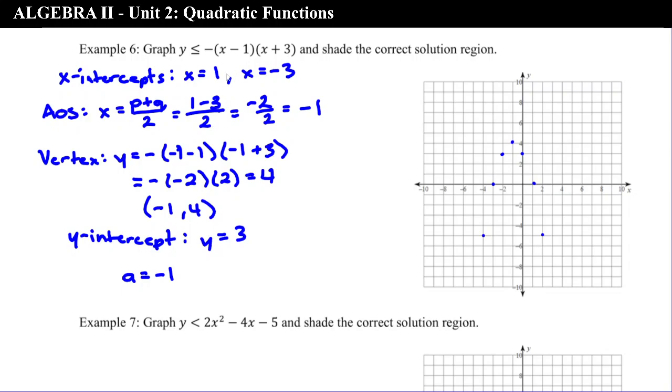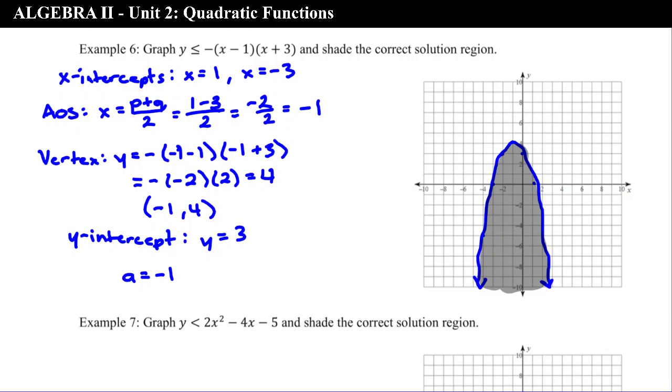So since we've got an equals to portion, we are going to be doing a solid line. And so you're going to end up with a curve that looks something like this. And then finally, we're less than, so everything that's below the parabola curve will be what's shaded, which is everything that's on the inside of the parabola. And so there's the area that would be shaded.